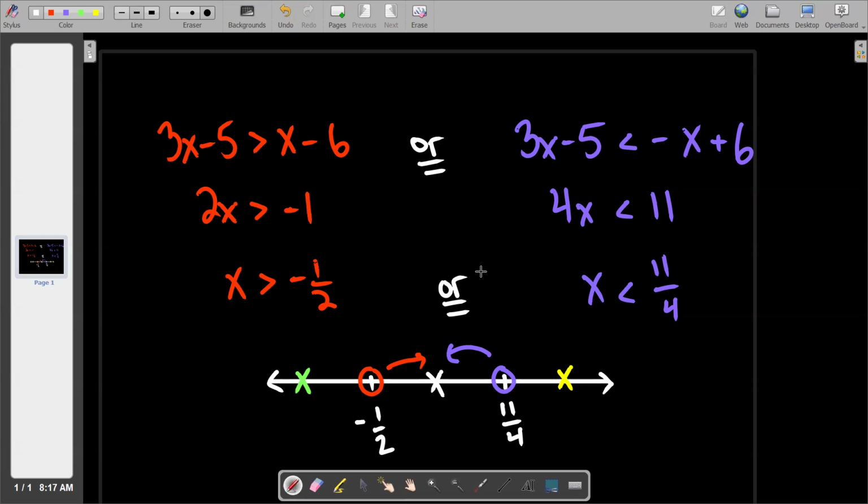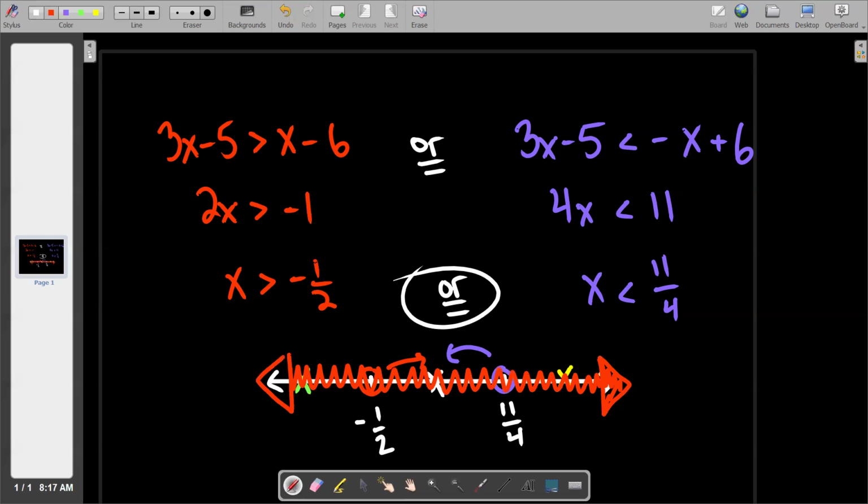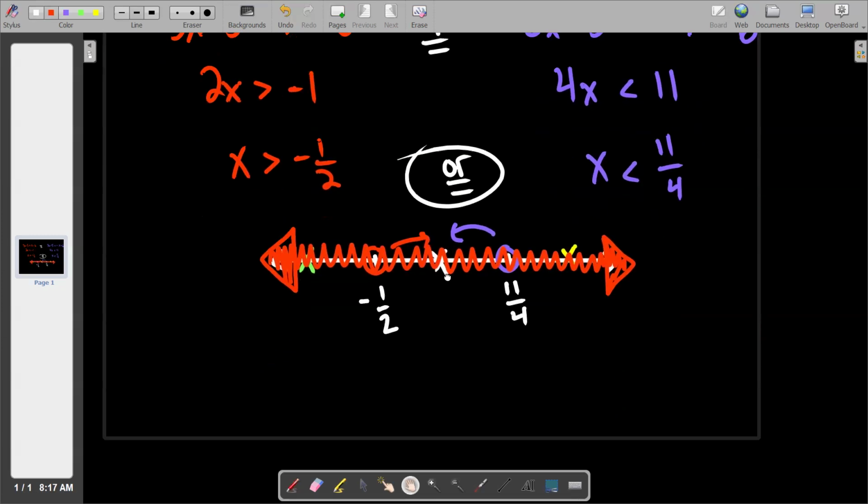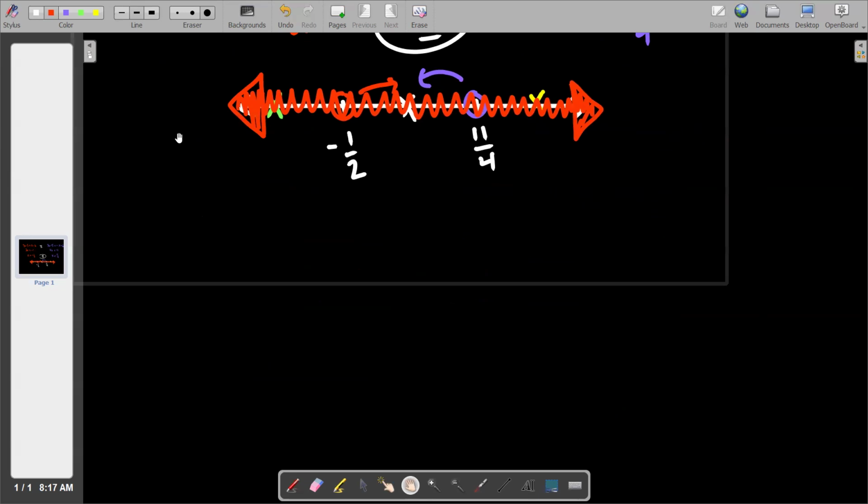And the key is to identify the word or and its critical nature. An or means you can be anywhere that makes either or both of them happy. Therefore, that's why number 11, the answer is all real numbers, because I can be anywhere on the number line and I will be making at least one of the two constraints happy. So the graph for number 11 winds up just being a fully colored in number line left to right. And that's why the solution is all real numbers.